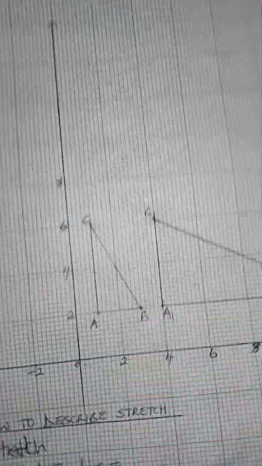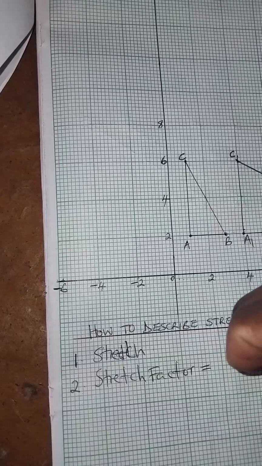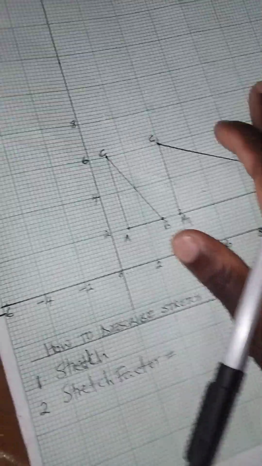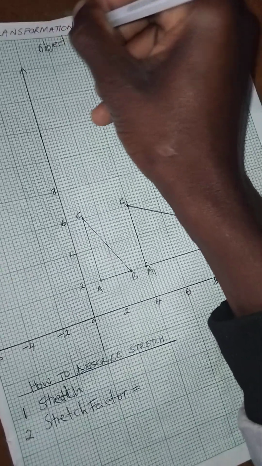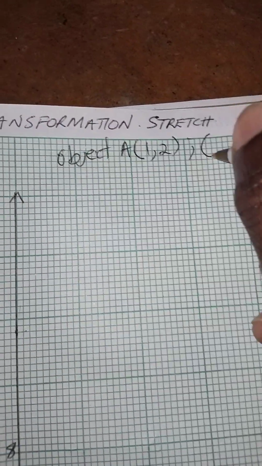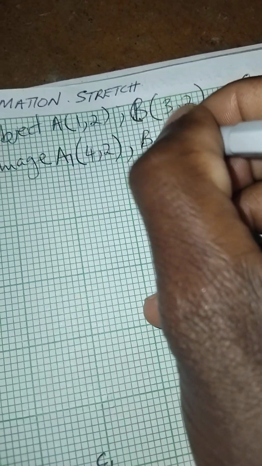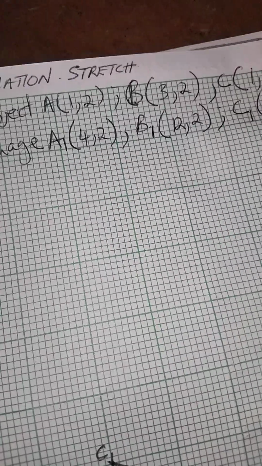So how to find the stretch factor. The objects, our points: A is (1,2), then B is (2,2), then C is (1,6), then their images: A1 is (4,2), then B1 is (12,2), then C1 is (4,6).